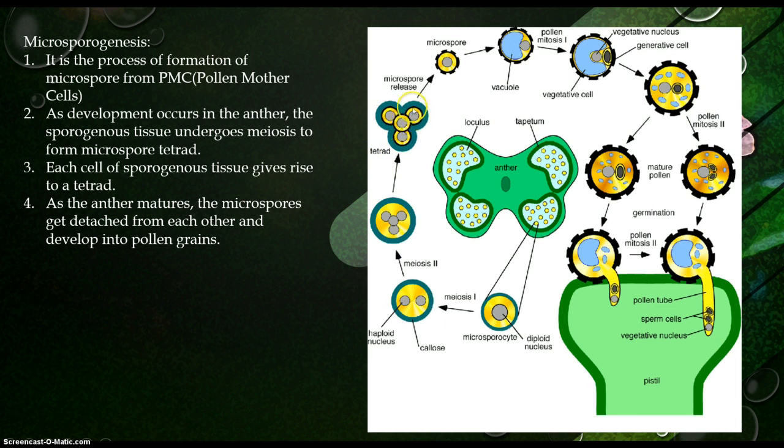Then each single tetrad is released in the form of a microspore, and it undergoes several changes and develops into something known as a pollen grain. These mature pollen grains go and further fertilize the female gamete.